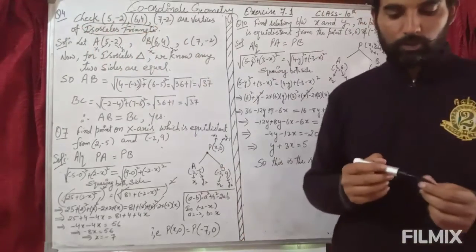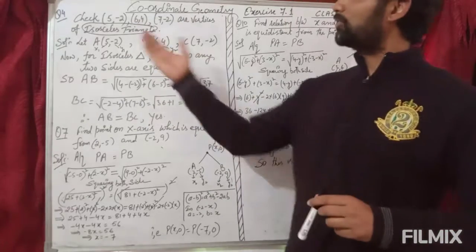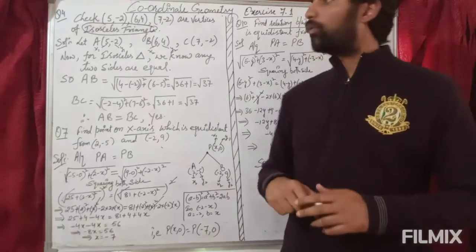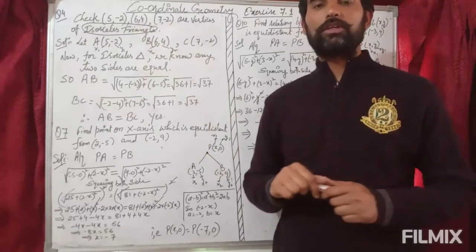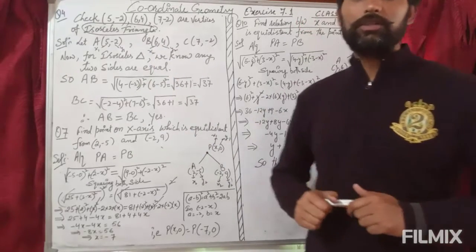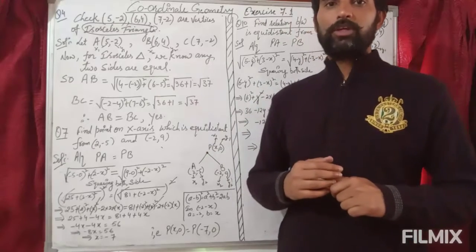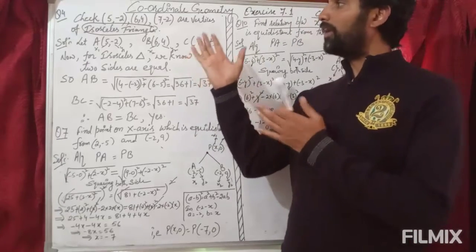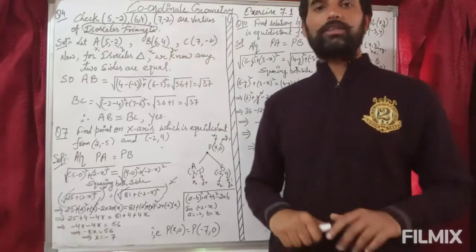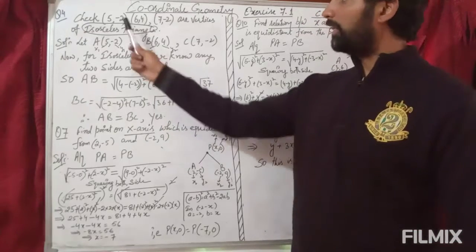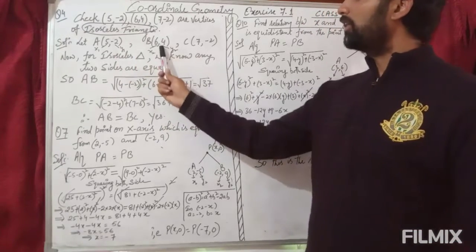When these types of questions come, isosceles triangle, right triangle, you should know the property. So first you should know the property of the isosceles triangle. What are isosceles triangles? Isosceles triangles are those whose any two sides are equal. So I have to check in this, if any two sides are equal, then my answer will be right. So the first step is, let this be A, this is B, and this is C.